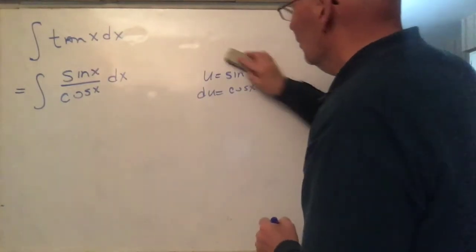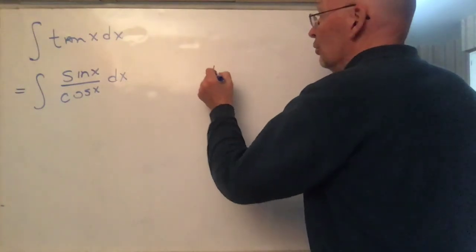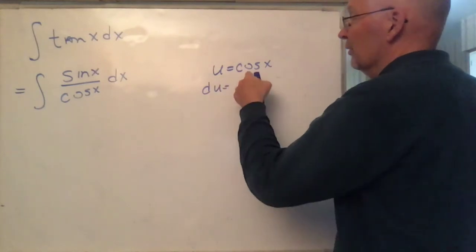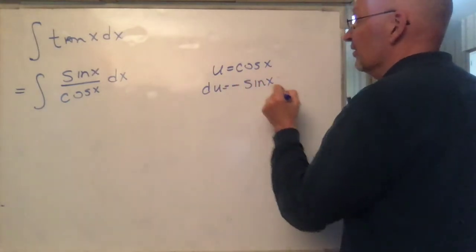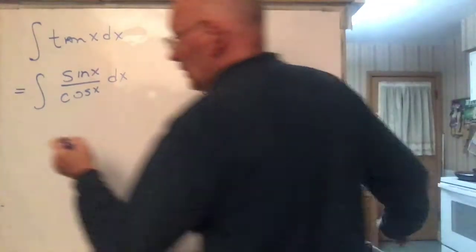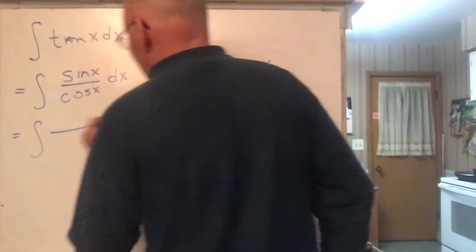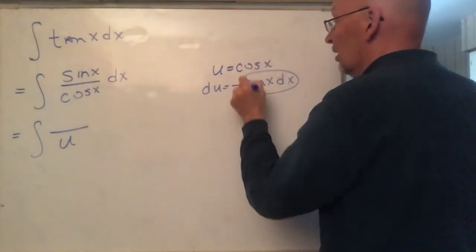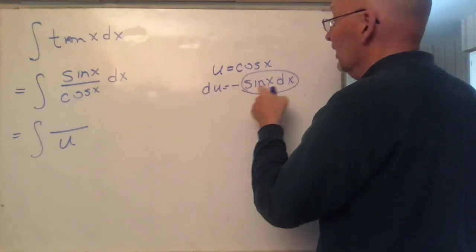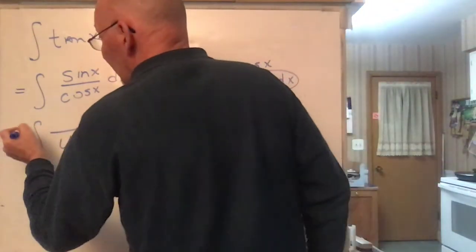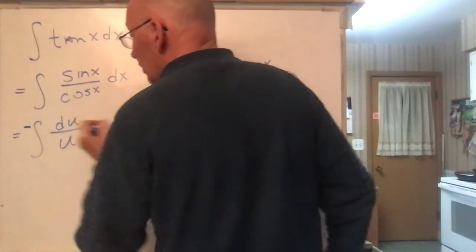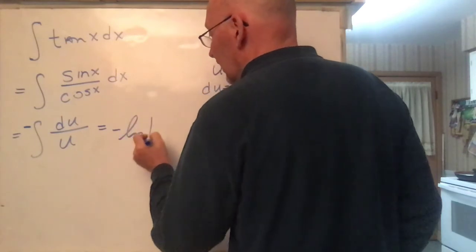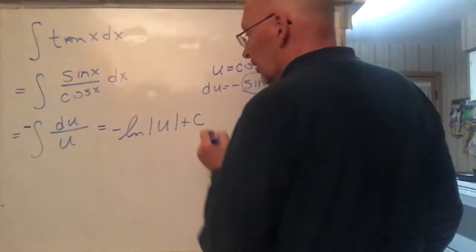That won't work, but I can do it the other way around. Let's let u be equal to cosine of x, and then what's the derivative of the cosine? Derivative of cosine is negative sine of x. Agreed? So this thing here becomes 1 over u sine of x dx. If you multiply both sides by -1, you get sine of x dx is negative du. Let's bring the negative out front. Du. And now that, remember, is just the negative ln of the absolute value of u plus c.